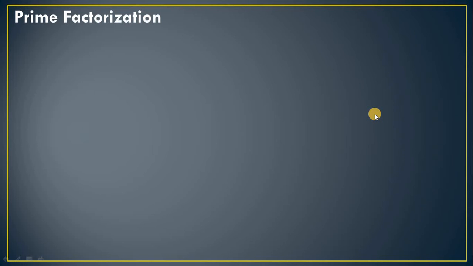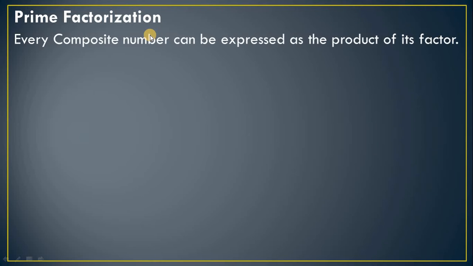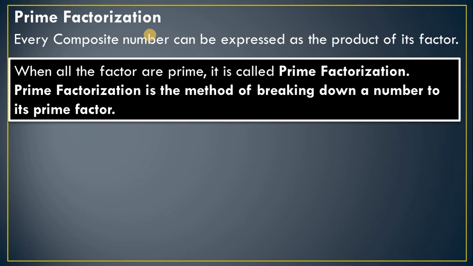Hello dear student, now in this tutorial we will discuss the concept of prime factorization. Prime factorization means, just take a look here, every composite number can be expressed as the product of its factors. When all the factors are prime, it is called prime factorization. Prime factorization is the method of breaking down a number into its prime factors.